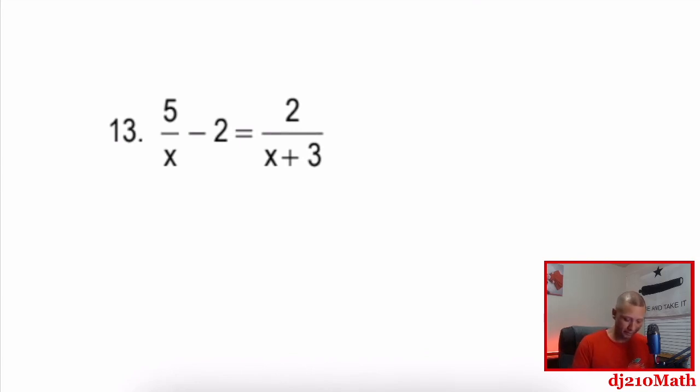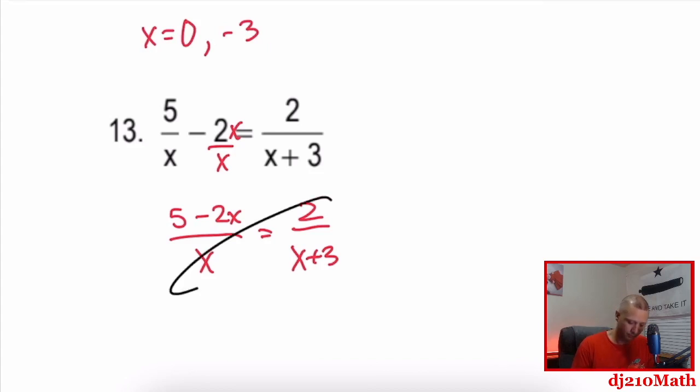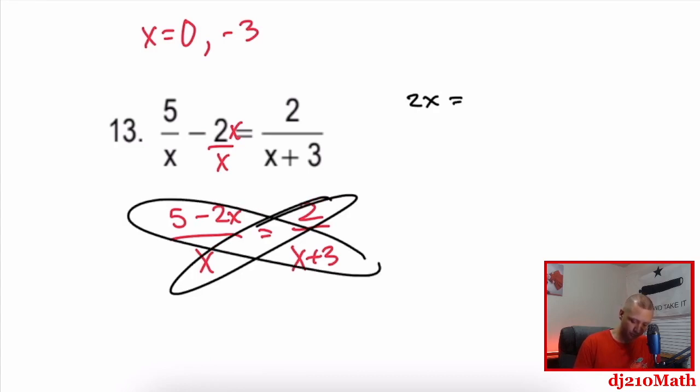Okay, 13. Common denominator right away. x over x. So 5 minus 2x over x equals 2x plus 3. So right away, x can't be 0 nor negative 3. So 2x equals 5 minus 2x, times x plus 3.